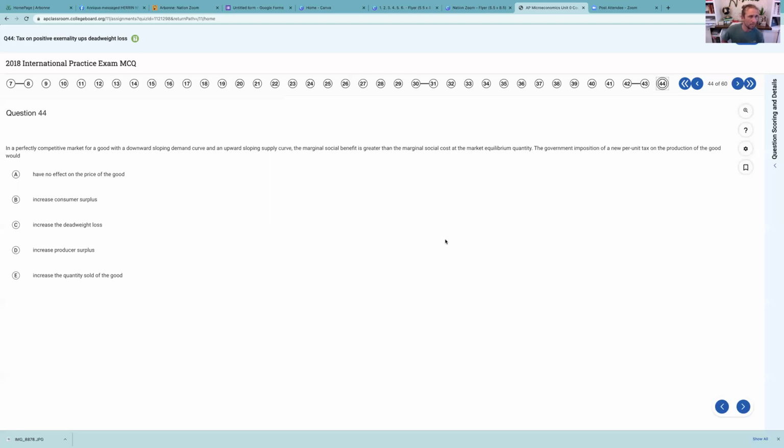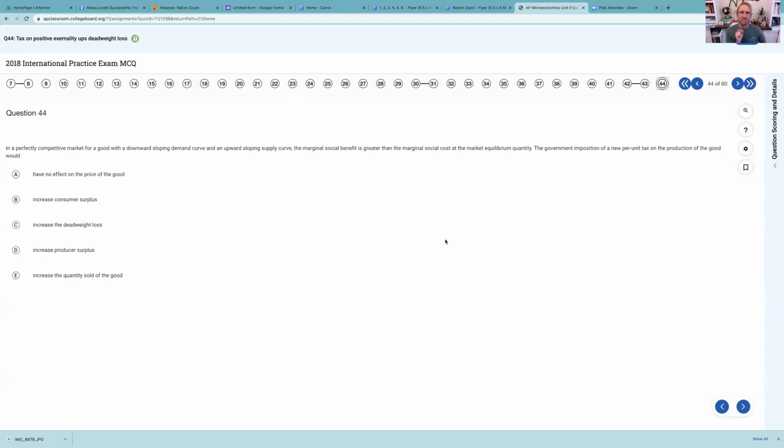So it's not A. B says it's going to increase consumer surplus. No, you charge us more. That doesn't increase our consumer surplus. C says it's going to increase our deadweight loss. We'll double back to that in a second. D says it's going to increase producer surplus. Again, no, you're making the good more expensive. It's not going to increase producer surplus. And E says it's going to increase the quantity sold of the good. No, they're not going to sell more if the price is higher. That doesn't even make sense. So B, D, and E don't even make sense. A says you put a tax on it and nothing happens. That also doesn't make sense.